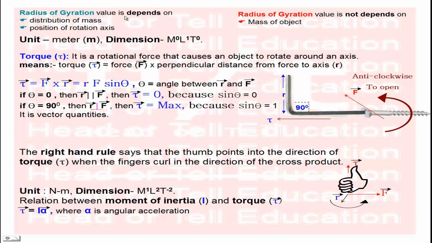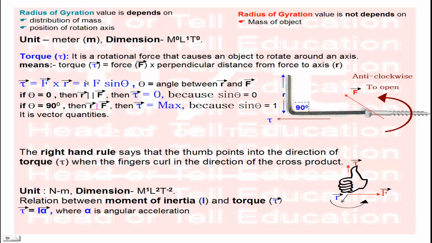Radius of gyration value depends on the distribution of mass and the position of the rotation axis. Radius of gyration value does not depend on the mass of the object. The unit is meter and the dimension is m to the power 0, l to the power 1 and t to the power 0.